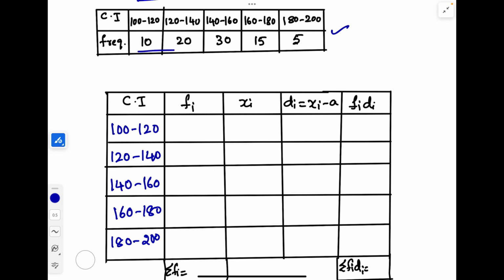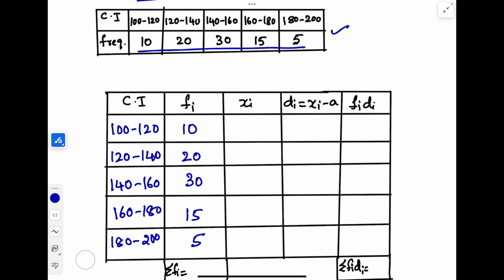Now frequencies, Fi is nothing but the frequencies. Just copy: 100 to 120, 10, here 20, 30, 15 and 5. Okay. And whenever you write, follow the place value system, so that when you add it will be easy for us.